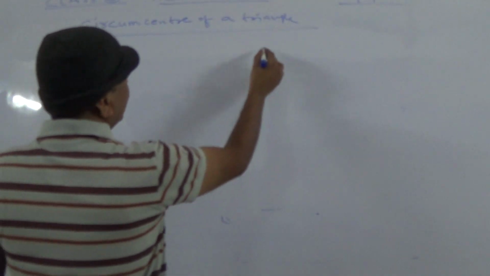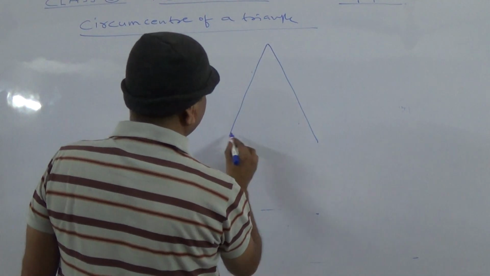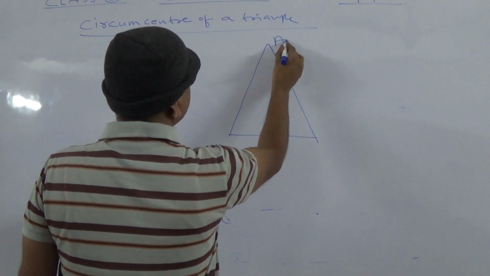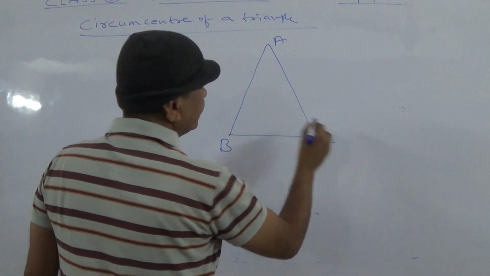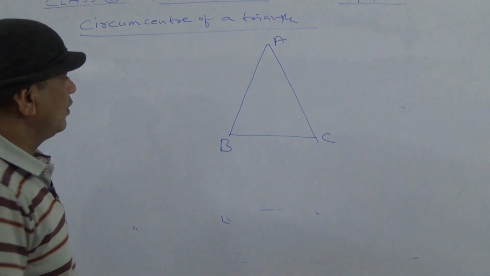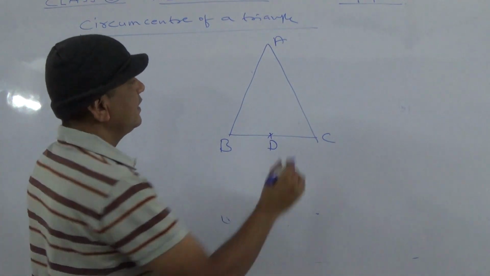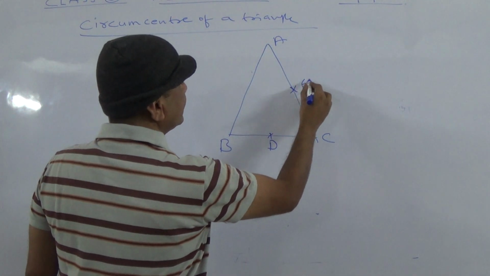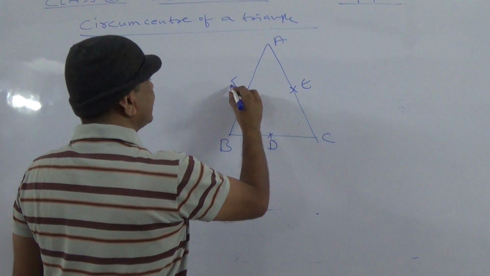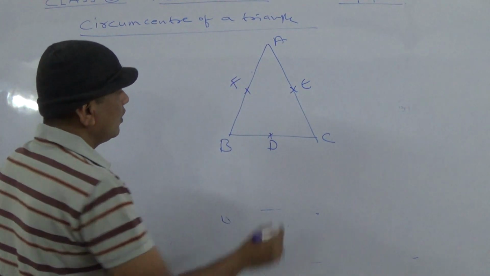Now consider a triangle ABC. D is the midpoint of side BC, E is the midpoint of side AC, and F is the midpoint of side AB.